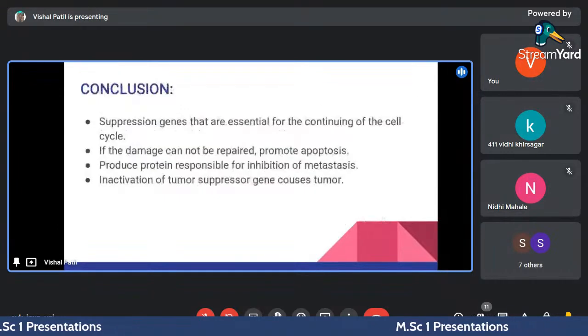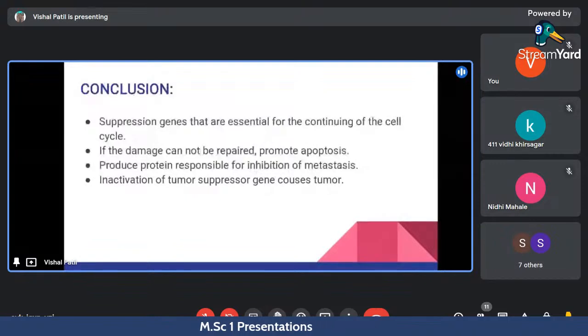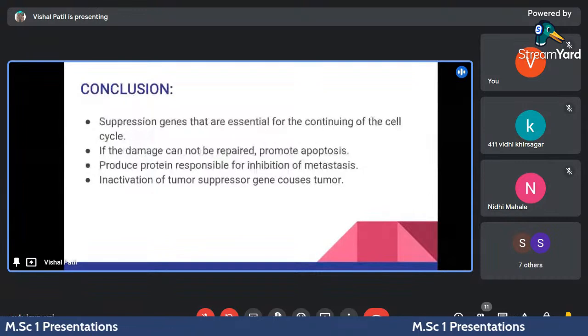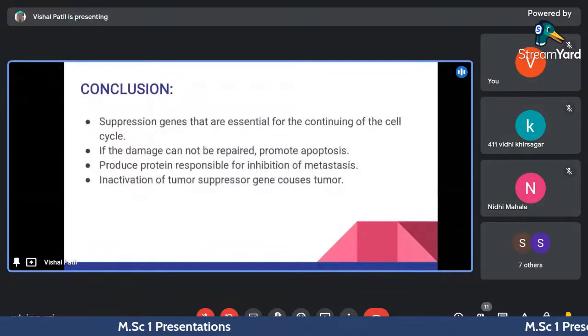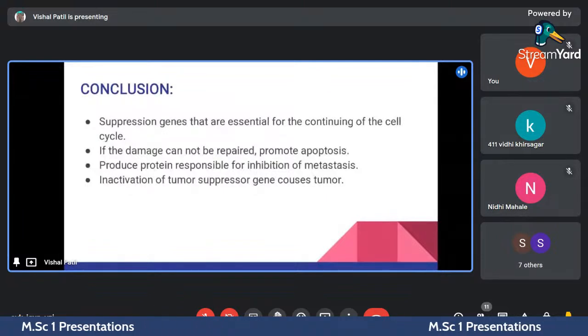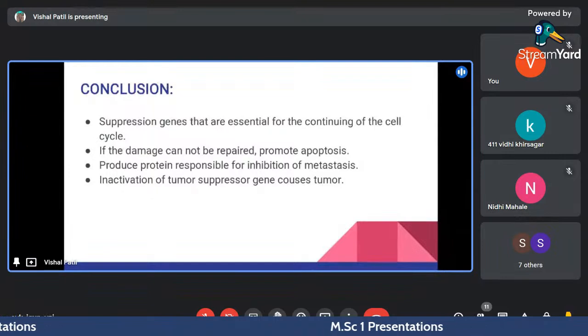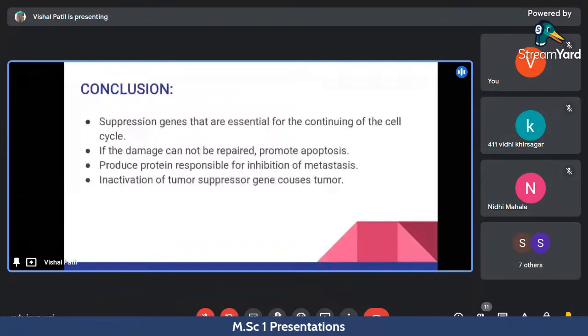And this is my conclusion. Tumor suppressor genes are essential for the continuing of the cell cycle, and if the damage cannot be repaired, they promote apoptosis, produce proteins responsible for inhibition of metastasis, and inactivation of tumor suppressor genes causes tumors.